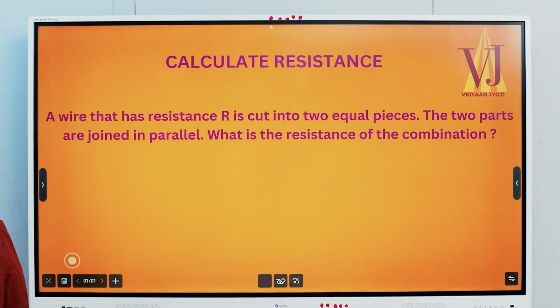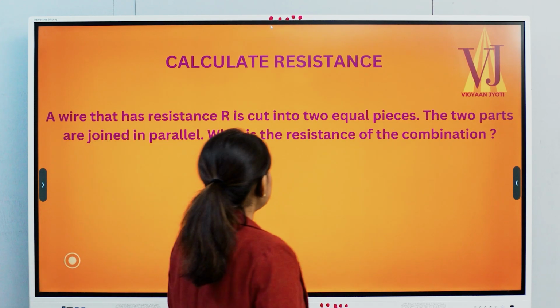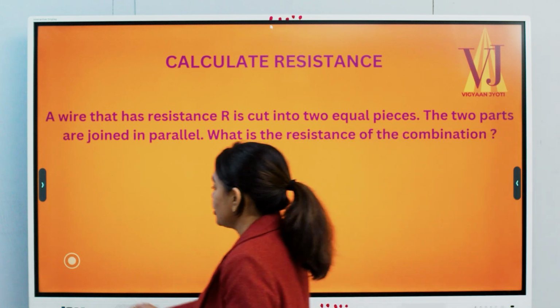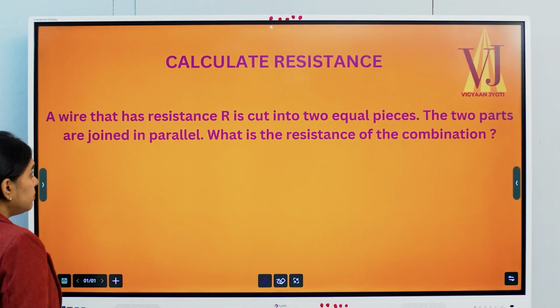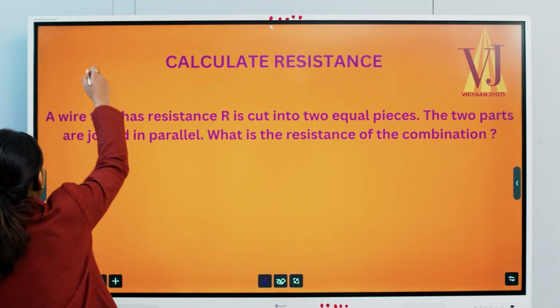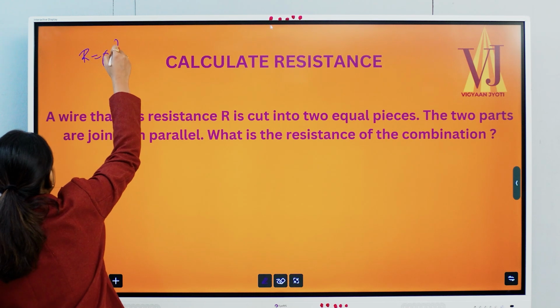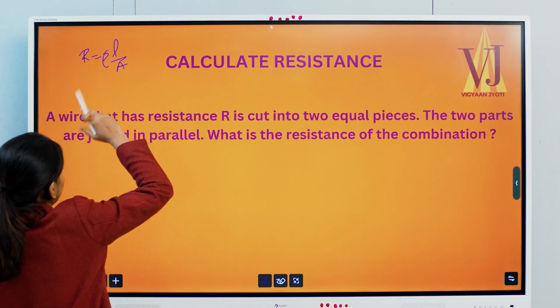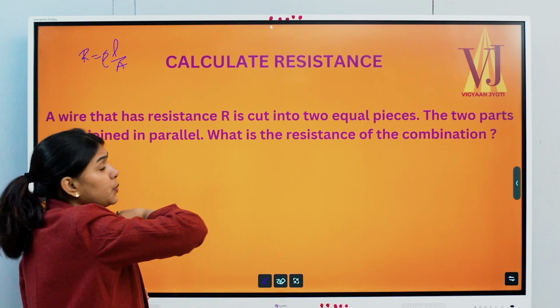Okay. A wire that has resistance R is cut into two equal pieces. The two parts are joined in parallel. What is the resistance of the combination? Fine. So we know that R is directly proportional to resistivity and length, and inversely to area. It's an expression of resistivity, length and area, right? That is what we know.